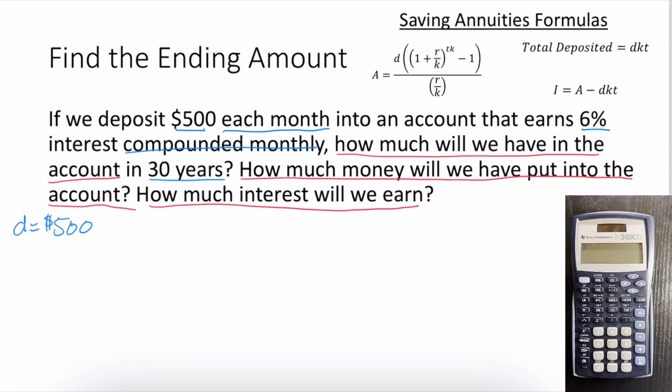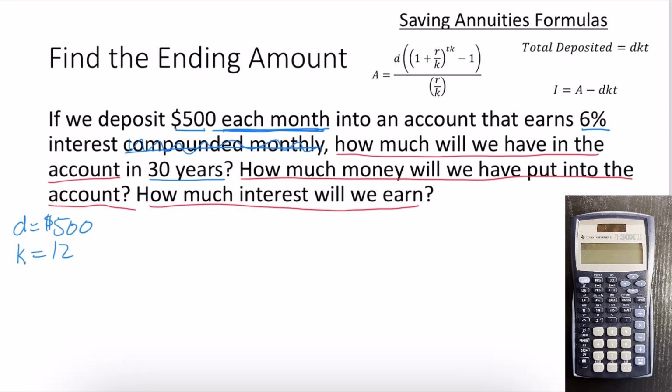And the fact that we're doing it every month, and also it says that the interest is compounded monthly, tells us that K equals 12. Now, this part could have been left out of the problem, and we would still know that K equals 12 because that's the frequency of our depositing period. So the problems may give you that information twice. Sometimes it might leave out the compounded monthly part. But you can still find out what the compounding period is because it has to match the depositing period.